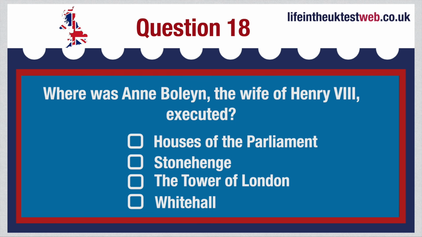Where was Anne Boleyn, the wife of Henry VIII, executed? Houses of the Parliament, Stonehenge, the Tower of London, or Whitehall? The correct answer is Anne Boleyn was unpopular in the country and was accused of taking lovers. She was executed at the Tower of London.